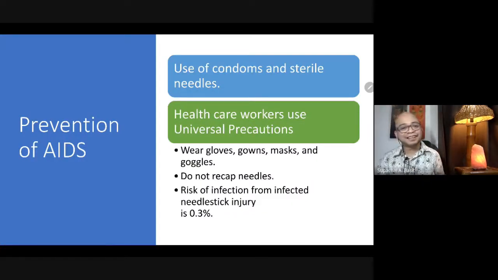So to prevent, of course, the best way to prevent is ABC. A is for abstain. Abstinence, be faithful, just have one monogamous partner, and just have sexual intercourse with your married spouse. Okay, so that is the best way to prevent HIV. Do not engage in sexual intercourse while you are not yet married. Okay, letter B, if you cannot do letter A, at least be safe.